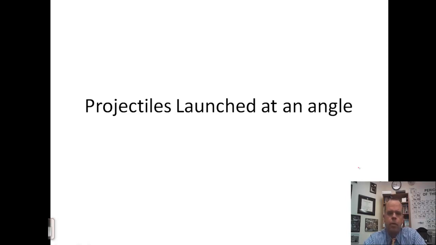In the first half of this chapter, we looked at horizontally launched projectiles. Horizontally launched projectiles are a little bit easier to work with because the initial vertical velocity is 0. What we're going to look at now is the much more common case, which is projectiles that are launched at an angle, that have both an initial horizontal and an initial vertical velocity.